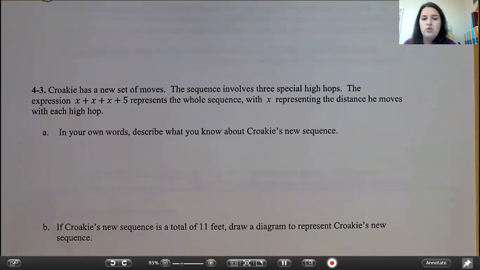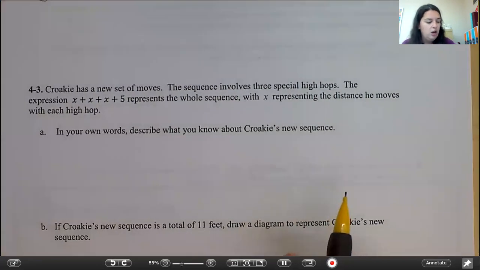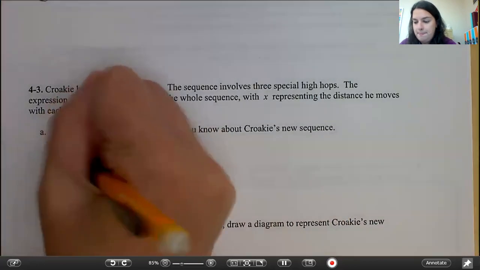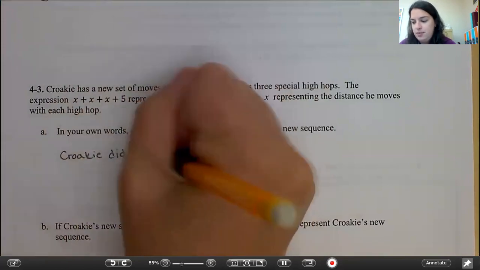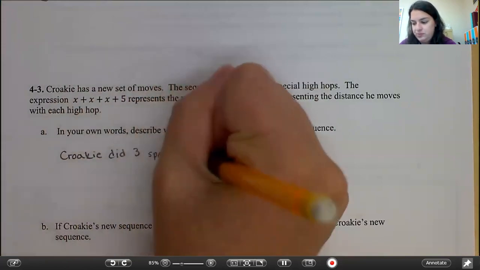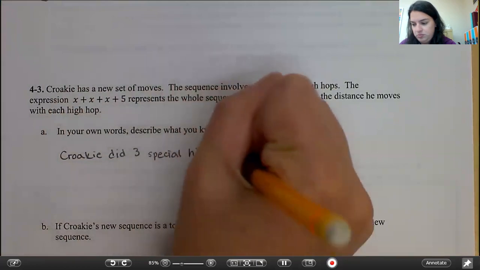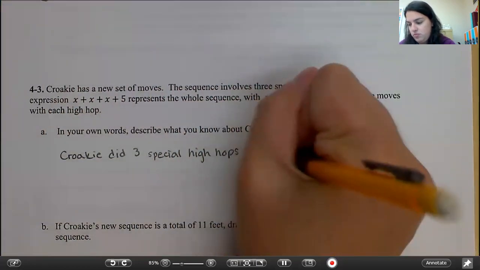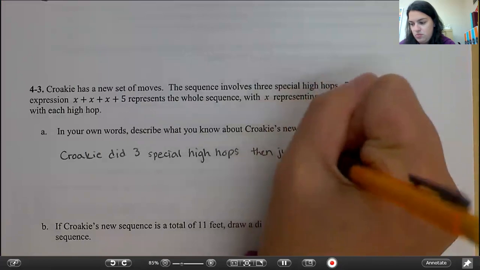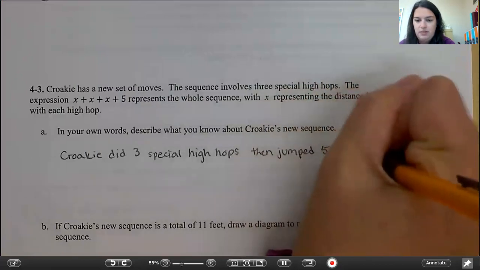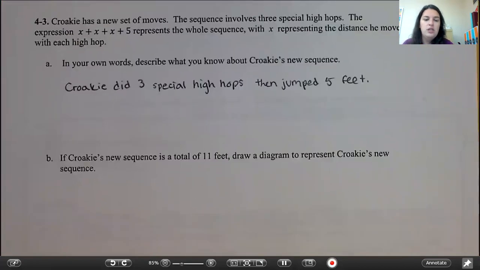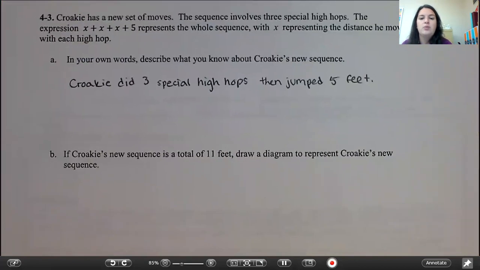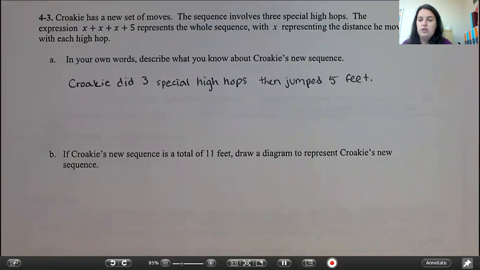So how did you describe this? Hopefully you described it something along the lines of how we did in 4.2. So you would have said Croaky did 3 special high hops, then jumped 5 feet. Part B says, if Croaky's new sequence is a total of 11 feet, draw a diagram to represent Croaky's new sequence.